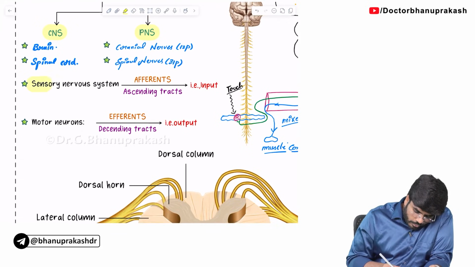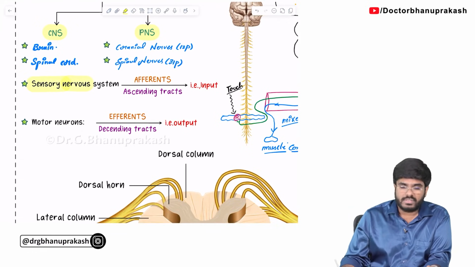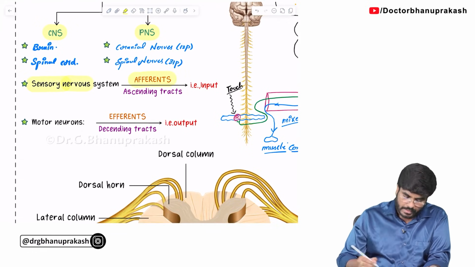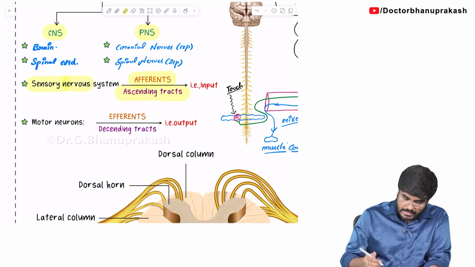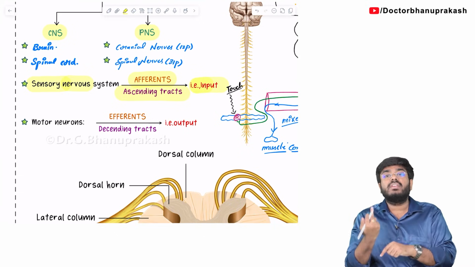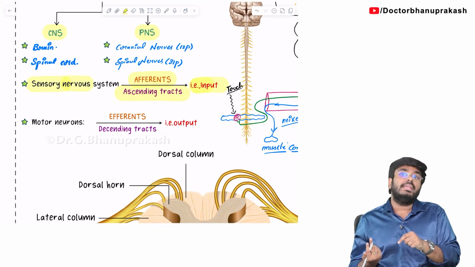So look, sensory neurons are the sensory nervous system. They are also called afferents. They are always ascending up. They are taking the information towards the brain. They are also called ascending tracts. They are acting like input to the brain. They are giving the information to the brain. First, you have to give the input.